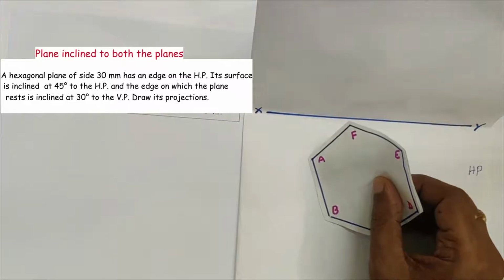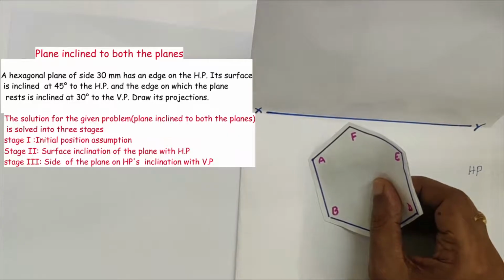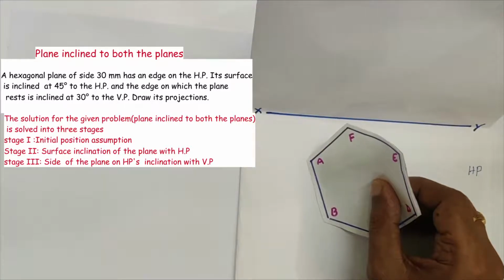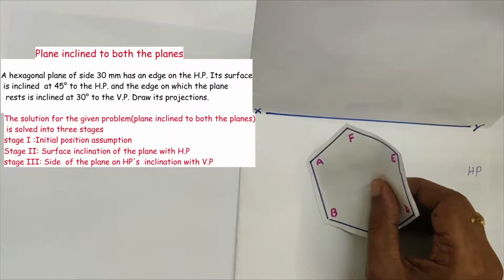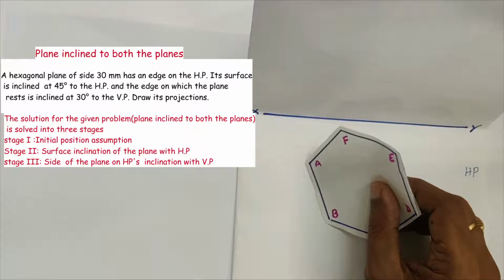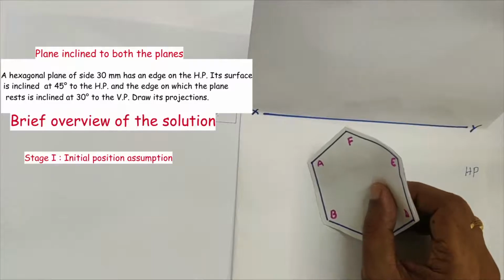This problem can be solved in three stages. The first stage is initial position assumption. The second stage is surface inclination of the plane with HP. The third stage is the side which is on HP, say AB, is inclined with an angle of 30 degrees to the VP. Now we will discuss the first stage solution in brief.